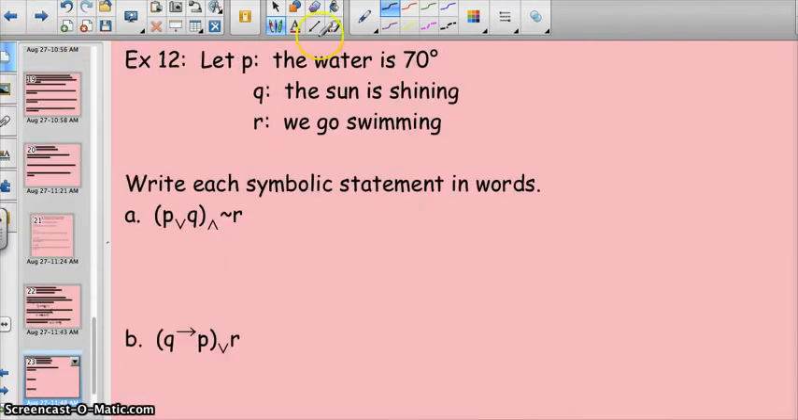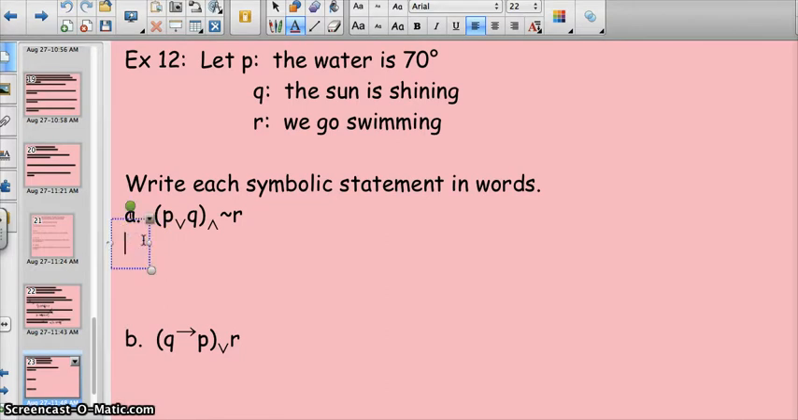All right, last one, last slide of this particular set of notes. We're going to do one more time. We're going to take it from the symbols and we're going to write it in words. It's a little more complex in the words this time, okay? From the symbols to it is. So here we go. We start off with P or Q. So P is the water is 70 degrees.